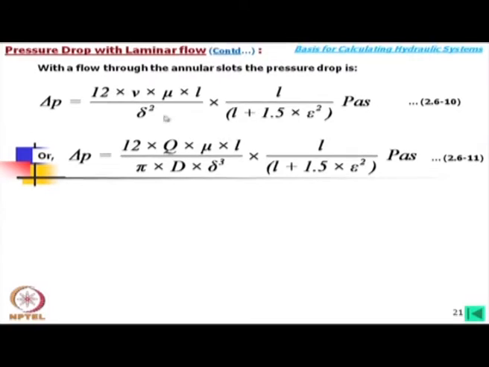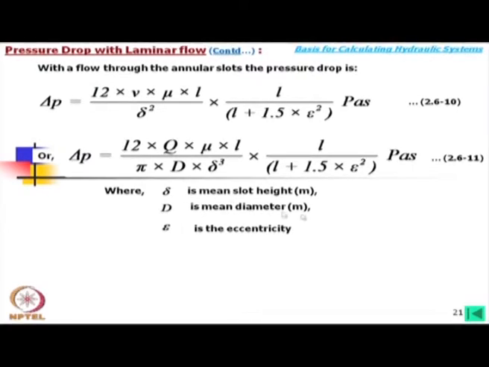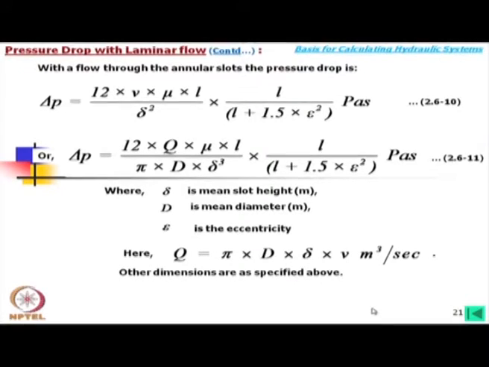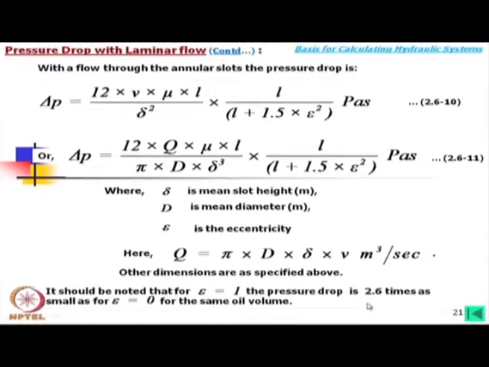If D is the mean diameter and delta is the slot height, just consider two circles, where delta is the radial height of the slot, D is the mean diameter, and epsilon is the eccentricity. So Q is given by this one, with the other specifications that we considered earlier. It should be noted that at eccentricity 1, the pressure drop is 2.6 times that at eccentricity 0.